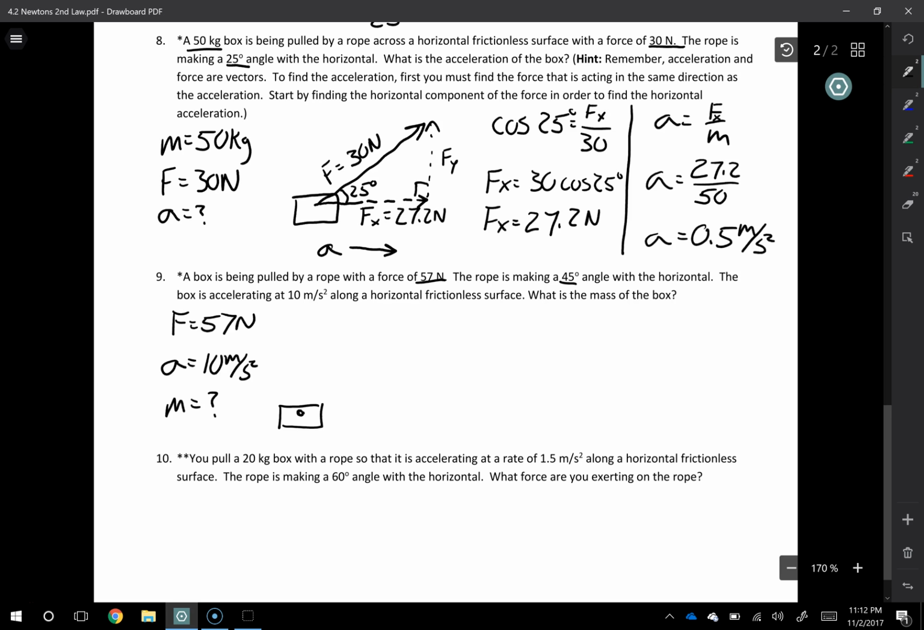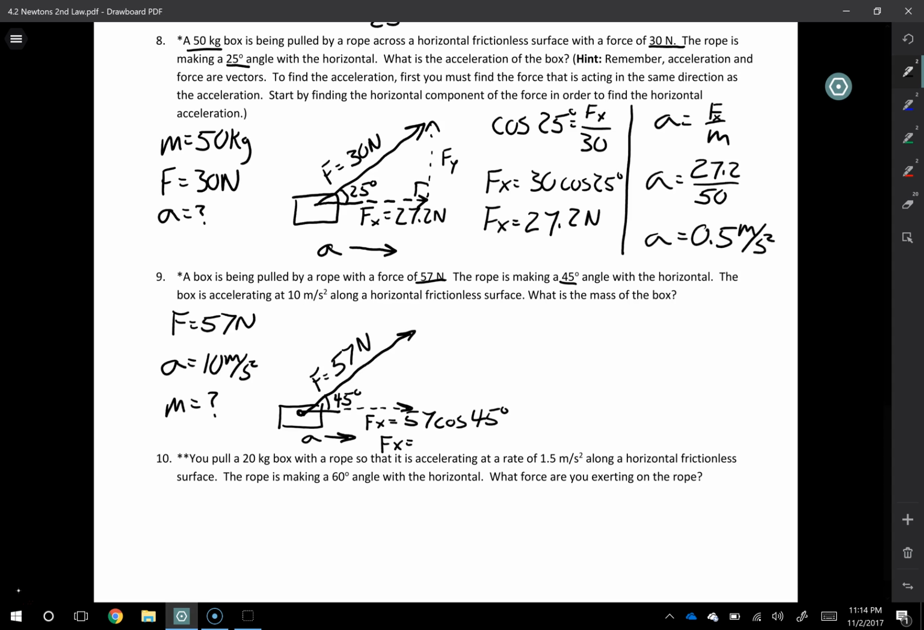Best thing to do, draw yourself a nice picture. Doesn't have to be to scale or anything. You don't need to break out your protractor. 45 degrees. This force being pulled along the rope is 57 newtons. The acceleration is in this direction, 10 meters per second squared. So we need to know, again, the x component of this force. You could draw yourself a nice triangle and do the whole trig function, but we've done this a bunch of times. So we know Fx is equal to the hypotenuse, 57, times the cosine, because this is adjacent to this angle, of 45 degrees. So Fx is actually equal to 40.3 newtons. This is the component of the force that's causing the acceleration.